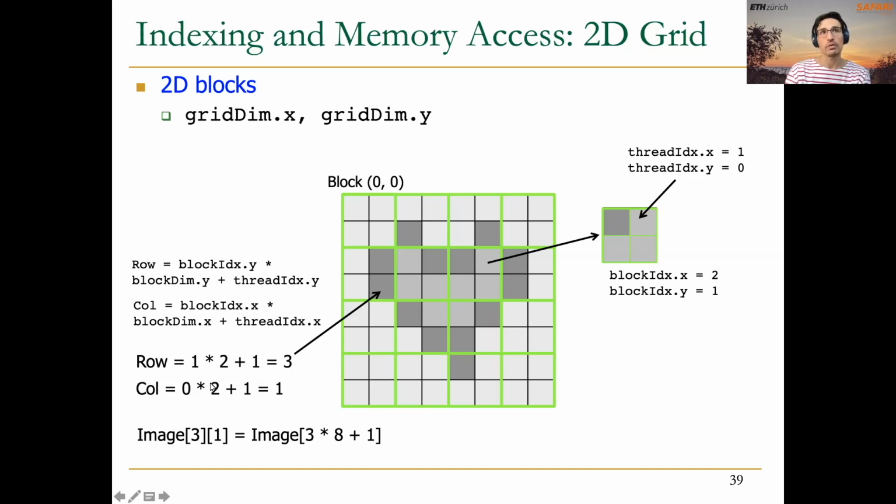And in the same way we calculate the column. In this case, in the x direction, the index of this thread block is 0, and the index in the x dimension of the thread assigned to this pixel is 1. So this is how we calculate the column. And once we have the column and the row, we can obtain the exact address of one specific pixel of this image in memory.